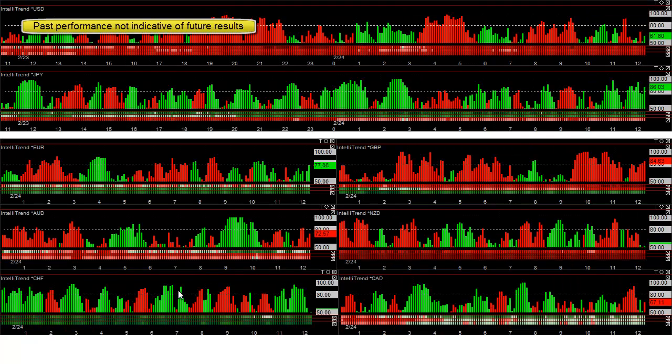Using the currency meter to trade the ones that are most likely to move. If one's super strong on all time frames, real time, daily, weekly, monthly, and the other one's weak, you get these kind of big moves.